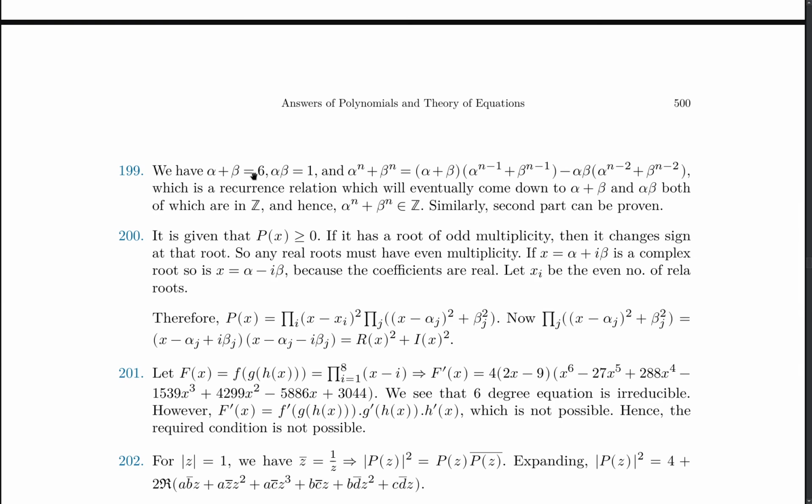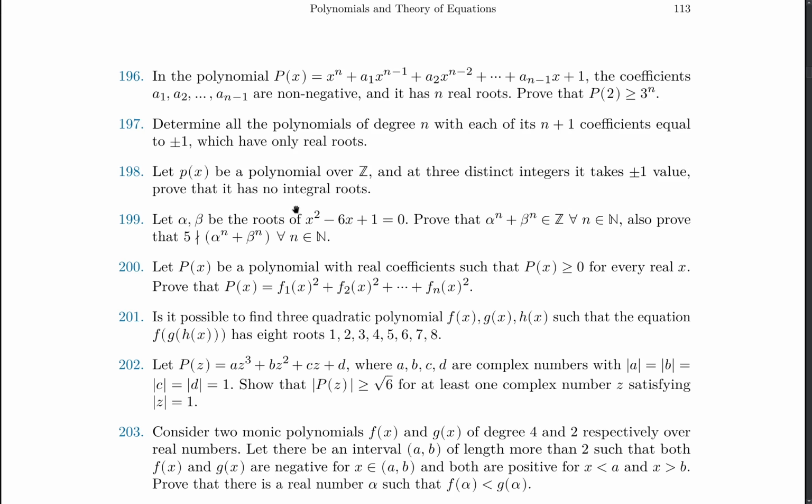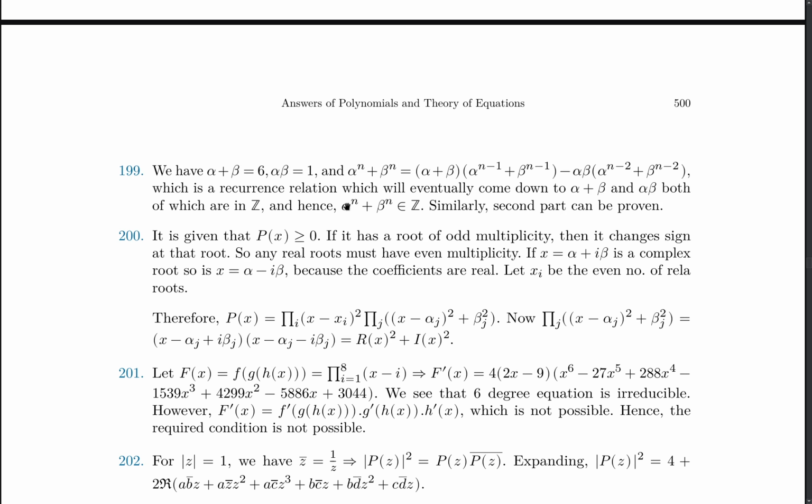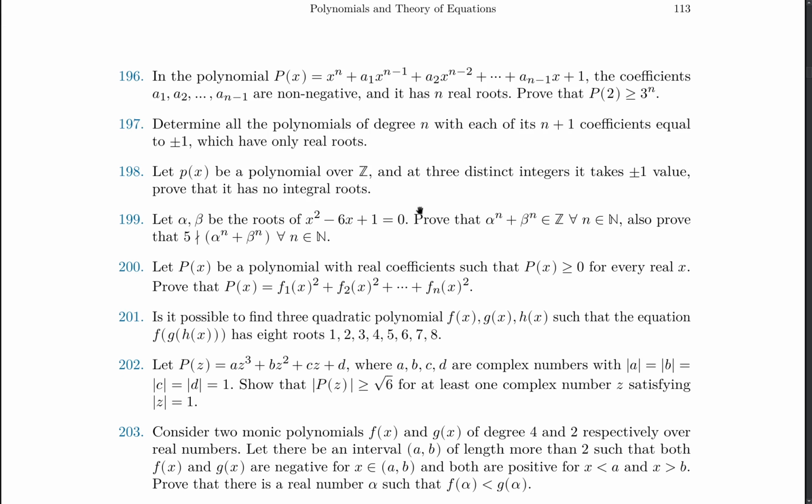So we have alpha plus beta is equal to 6, alpha beta is equal to 1 from here. So alpha to the power n plus beta to the power n is equal to (alpha plus beta) times (alpha to the power n minus 1 plus beta to the power n minus 1) minus alpha beta times (alpha to the power n minus 2 plus beta to the power n minus 2), which is a recurrence relation and which will eventually come down to alpha plus beta and alpha beta, both of which are in Z. And hence alpha to the power n plus beta to the power n belongs in Z. And similarly, you can prove the second part; that is left as an exercise.